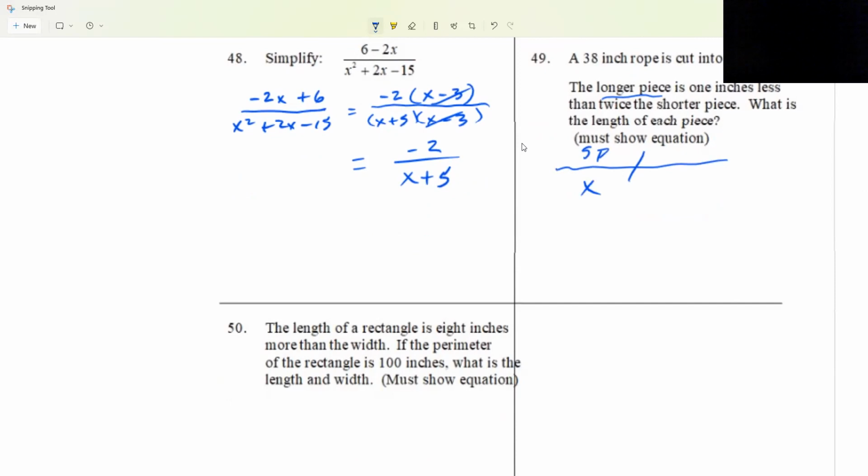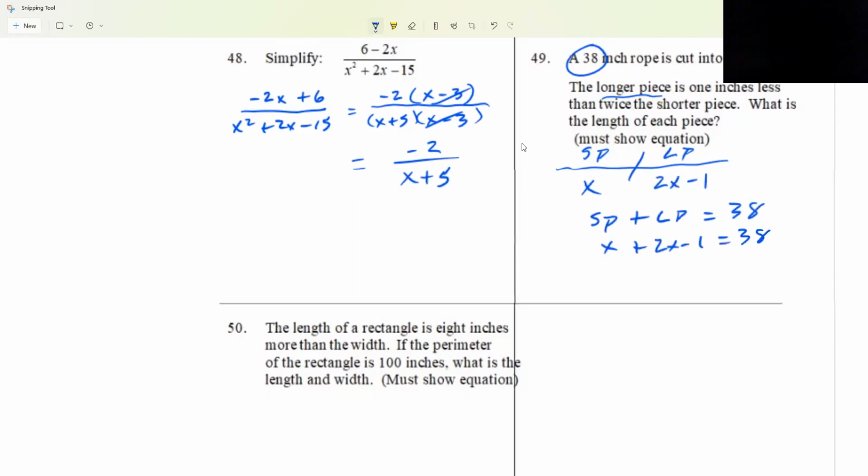So just say x. The longer piece is twice that. So this is the longer piece, it's going to be twice that. And it says 1 inch less than twice the shorter piece, so minus 1. You already know that the total is 38. So if you take the shorter piece and the longer piece and add them together, you should get 38. So x plus 2x minus 1 is equal to 38.